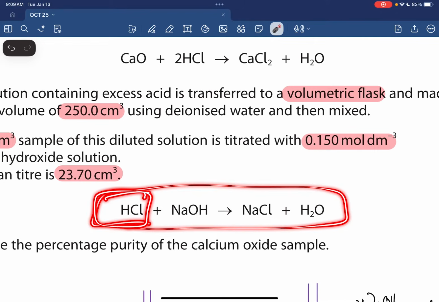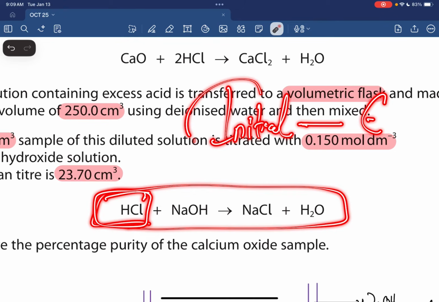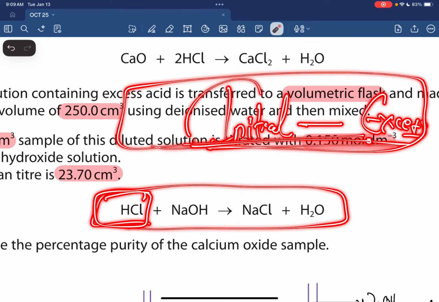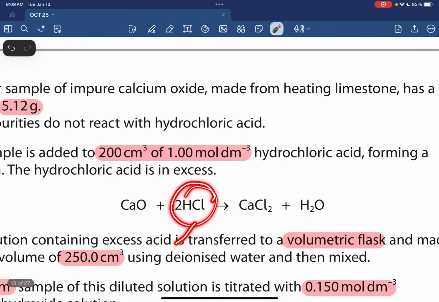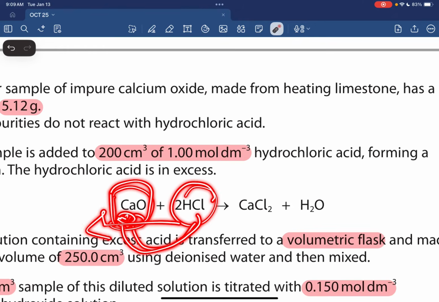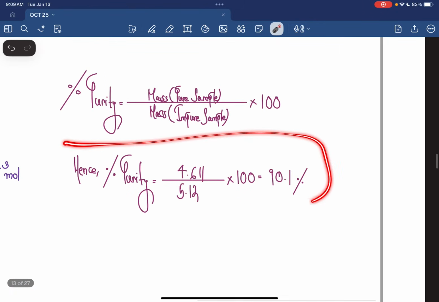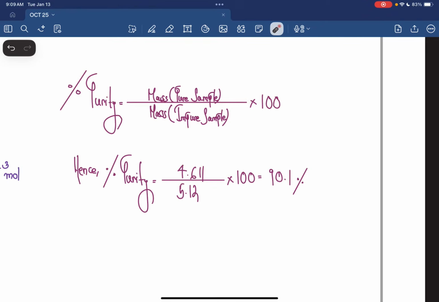So can you not figure out the moles of acid that reacted? The moles of acid that reacted should be what? Initial, that was given initially, minus the excess. So initial minus the excess should give you the moles of acid that actually reacted. And if you have the moles of acid that actually reacted with this, you could easily figure out the moles of this using the molar ratio 2:1. And if you have the moles of this, you could easily figure out the mass of this. And if you have the mass of this, then you could equate into this formula and figure out the percentage purity of this sample.